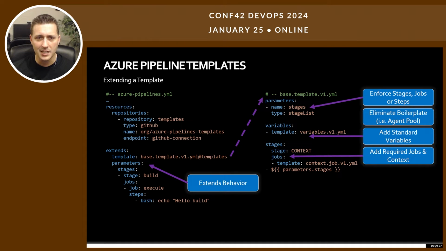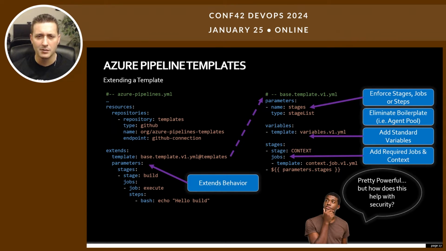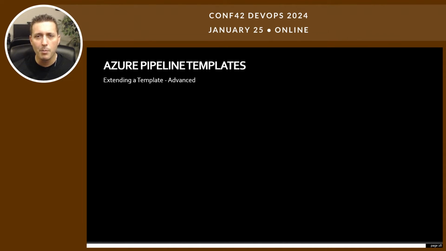And we can, of course, add that kind of context job and do whatever custom logic we might have there that we might want to run across the organization, which is pretty powerful, right? But I mentioned earlier that extension is going to help us with security and some security aspects and limiting what teams can do. And of course, we can do that a little bit through parameters, but there's more powerful capability if we go into advanced templating.